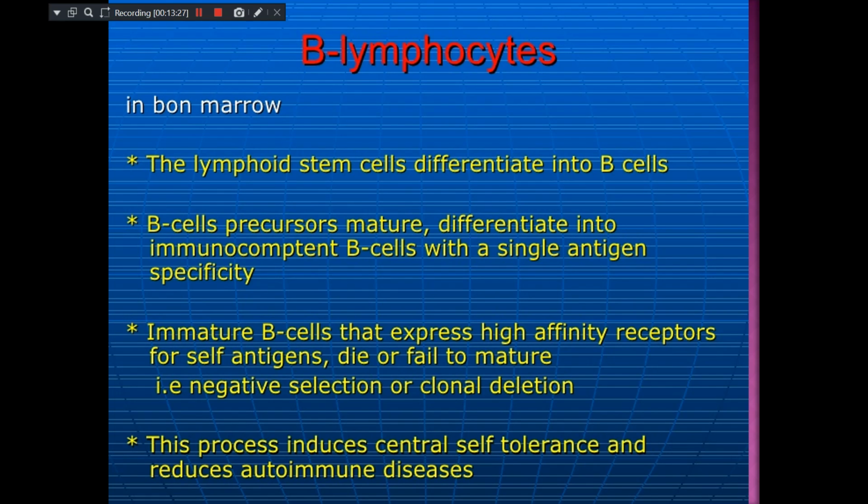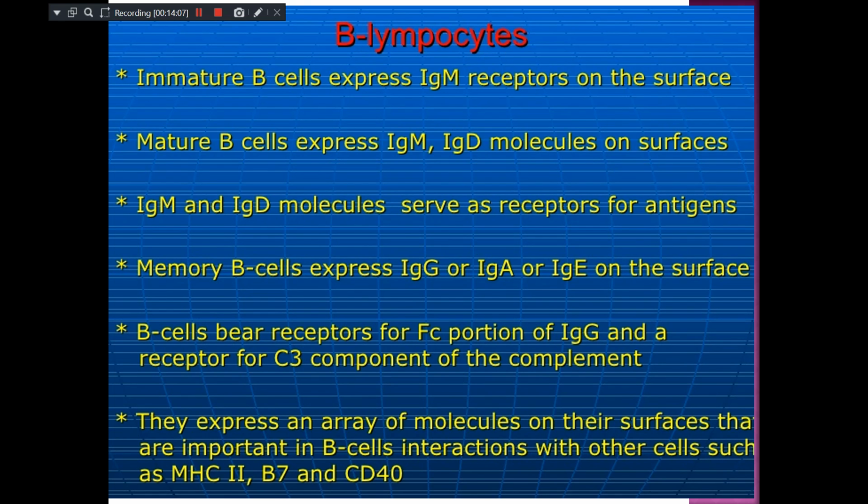This process induces self-tolerance and reduces autoimmune disease. Otherwise, what would have happened if some of the B cells which express high affinity for self-antigens did not die or fail to mature? They would have triggered an immune response against our own body, which is called autoimmune diseases like psoriasis and all. So this is mostly prevented because the B cells which have high affinity toward the self antigen die or fail to mature.